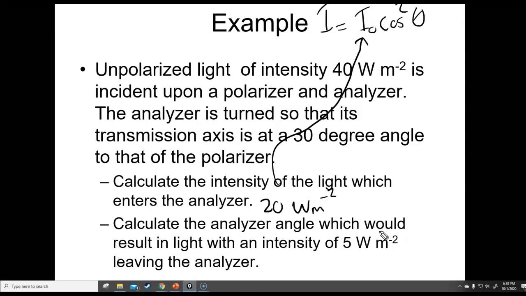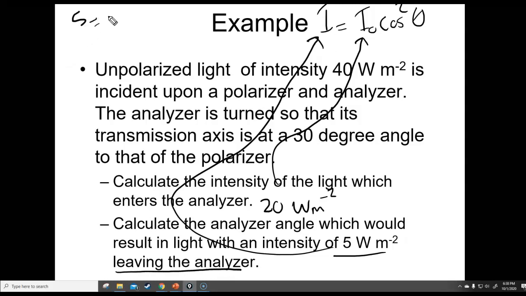Calculate the analyzer angle, which would result in light with an intensity of 5 watts per square meter leaving the analyzer. Okay, so here again we're looking for theta. I is the intensity leaving the analyzer. So if I just plug in these values, I get 5 equals 20 times cosine squared theta. 5 over 20 is 1/4 equals cosine squared theta.